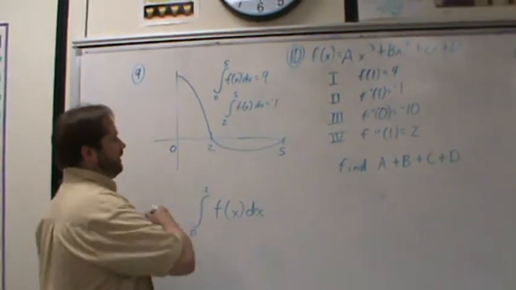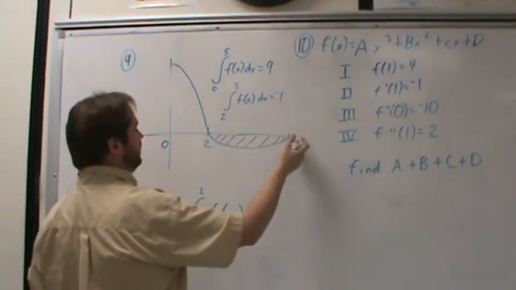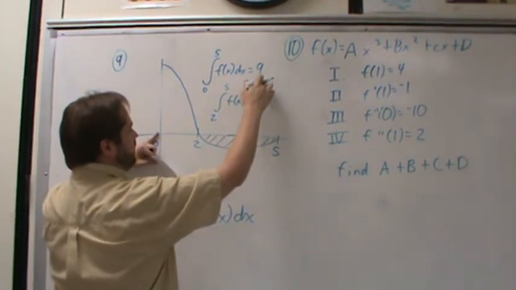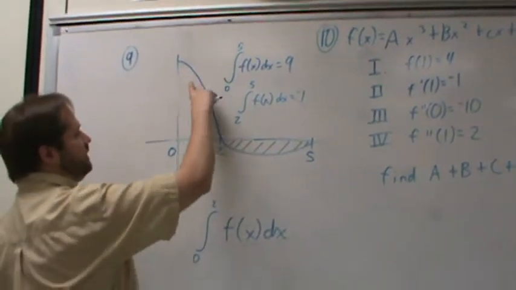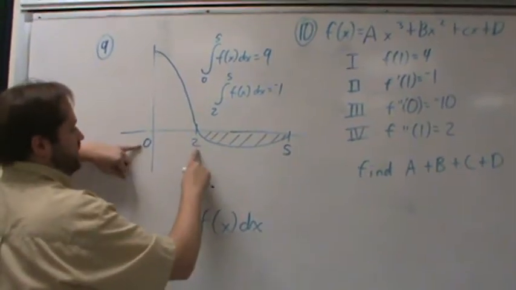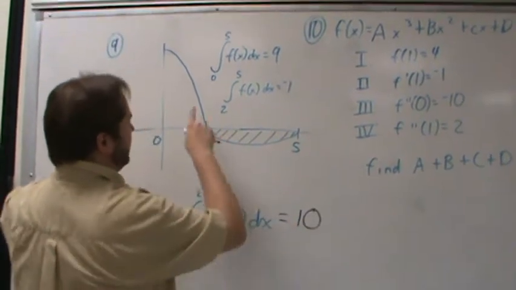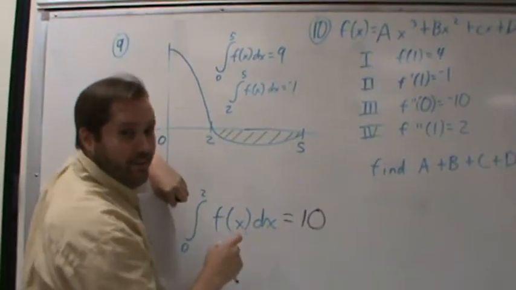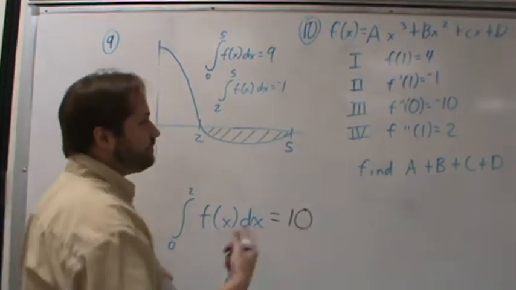If we think about this like areas, this area is negative 1. The total area from 0 all the way out to 5 is 9. Which statement is true? Well, it seems to be asking us about the area of this little region here. The integral from 0 to 2 of the function must be 10, because 10 minus 1 gives us 9.